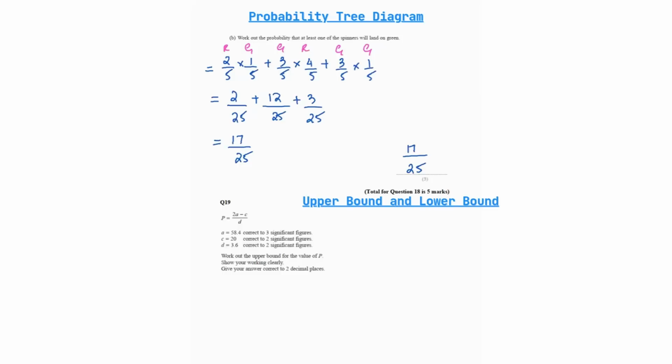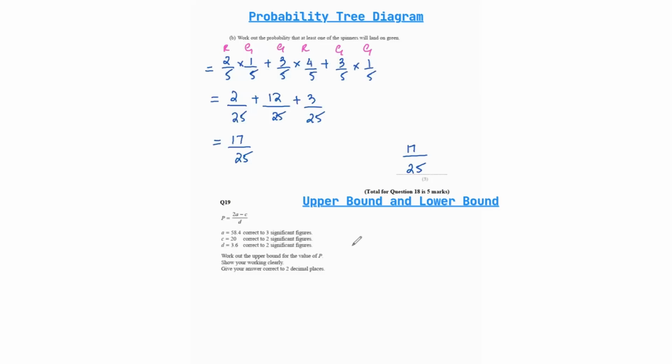Then question 19 says that P equals 2A minus C over D. A equals 58.4, correct to 3 significant figures. C equals 20, correct to 2 significant figures. D equals 3.6, correct to 2 significant figures. Work out the upper bound for the value of P. Show your working clearly. Give your answer correct to 2 decimal places.